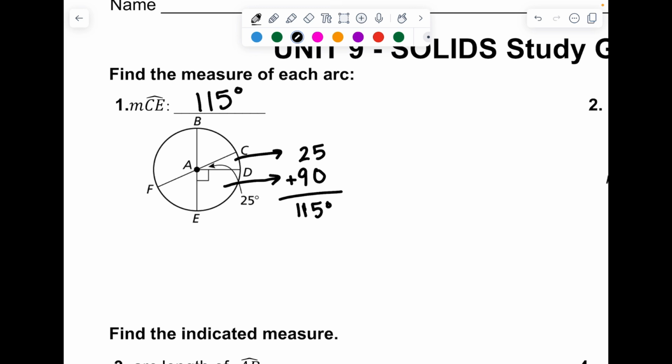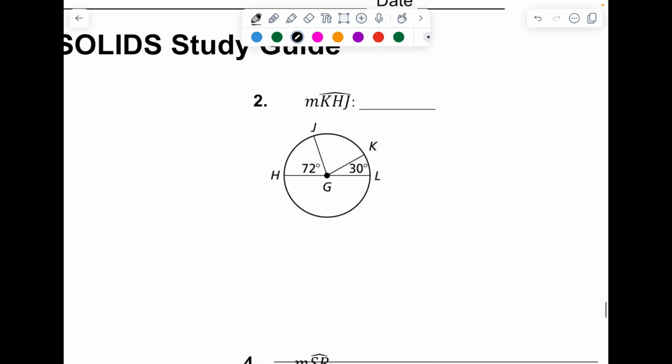Okay, number 2, if I look at KHJ, all the way around K to H and then H to J, that's a major arc, so it should be greater than 180, because looking at what I highlighted in pink, that's definitely bigger than half of the circle. So I have 30 degrees here, 72 degrees here, and then I know this half a circle has to be 180.